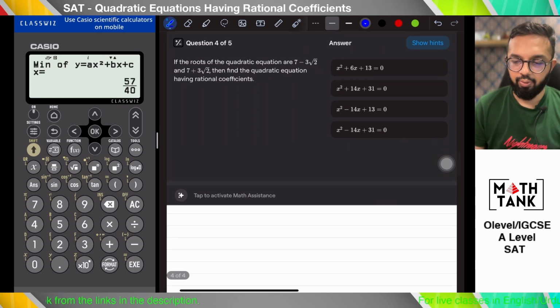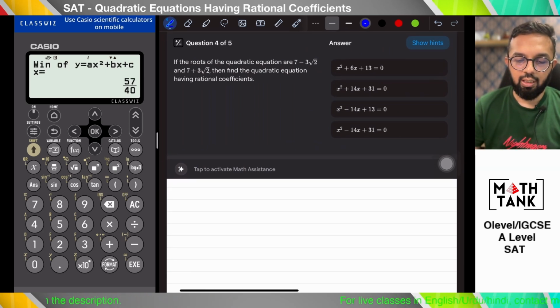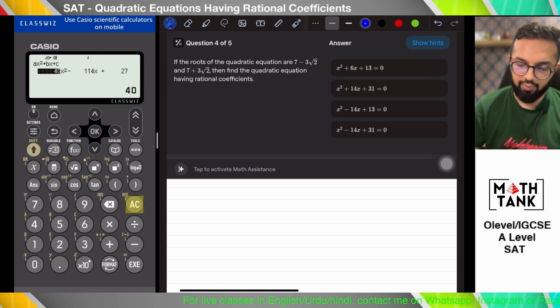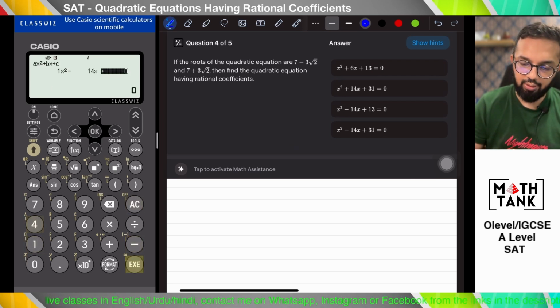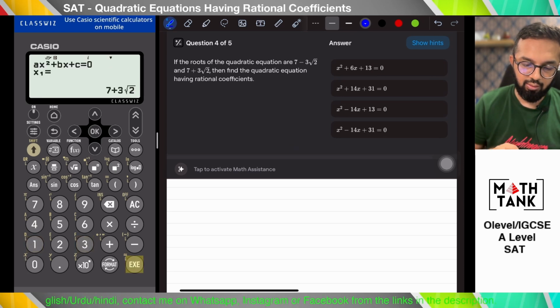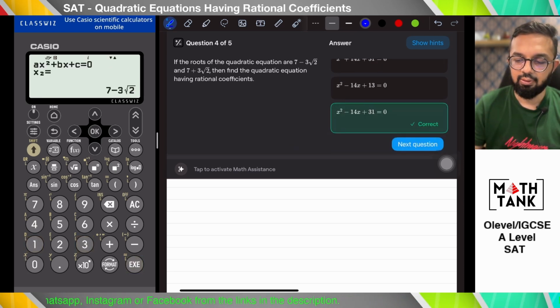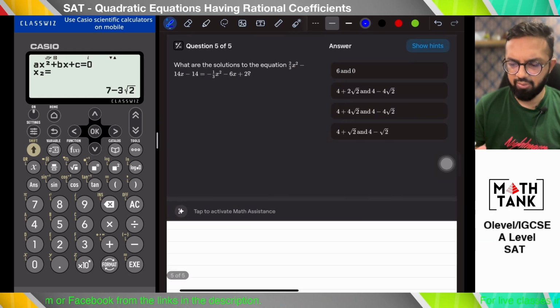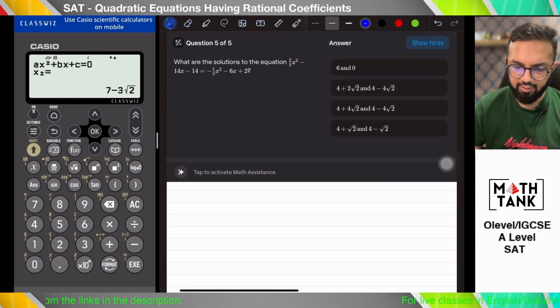Okay, moving on. If the roots of the quadratic equation are this, find the quadratic equation having rational coefficients. So I think that's just simply solving. I'm starting with answer option D this time because I have a suspicion that that might be the answer. Yes. Because these are hard questions, they might make it more time consuming for you to do this.